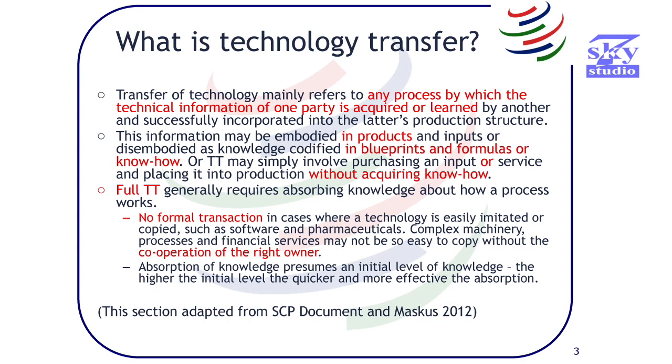So it's about learning, and really what we don't look at is how this learning process is coming about and how this happens. It's just the fact that this learning process takes place and that the knowledge acquired is integrated into a production process. Now, this means that actually there's a number of ways in which technology transfer can happen. The information may, for example, be embodied in products, or it can be disembodied in blueprints, in more abstract information, in formulas, but also know-how.